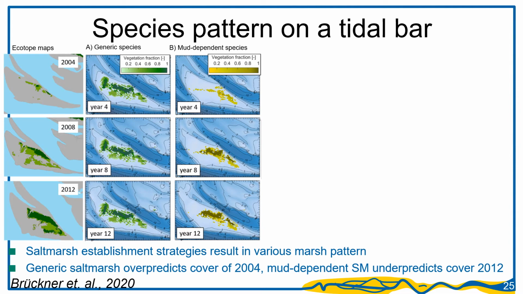And then on the right hand side we have the mud dependent species. So we have a slight saltmarsh coverage in the beginning, which resembles very much the one observed in the data. And then we have an expansion with time, so the saltmarsh can expand slowly because of the feedbacks of the eco-engineering that promotes mud settling, and then the saltmarsh can extend. So there's a difference in saltmarsh cover and development based on the establishment strategies of the different types of species.